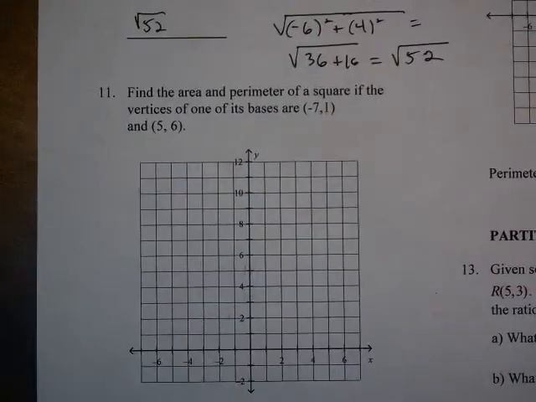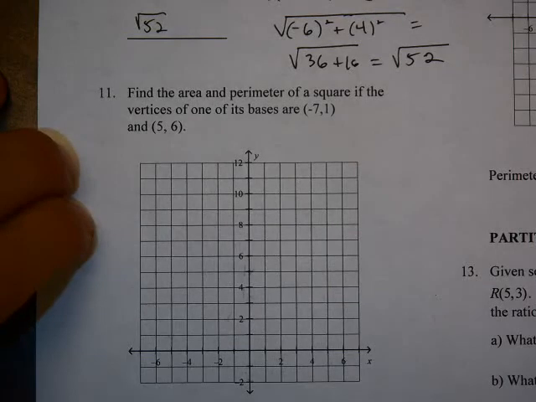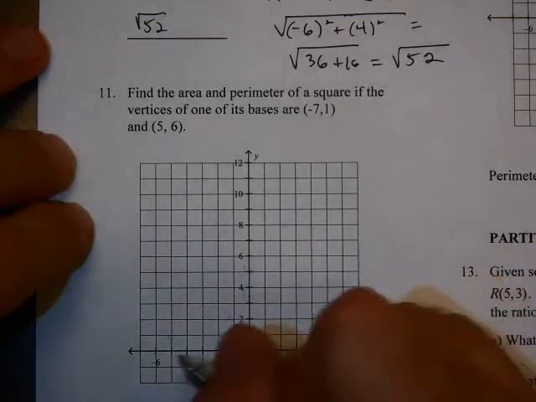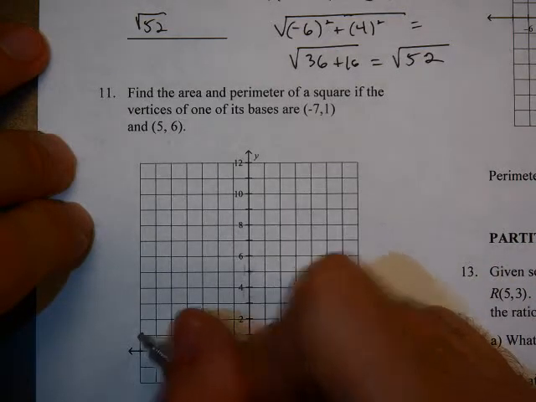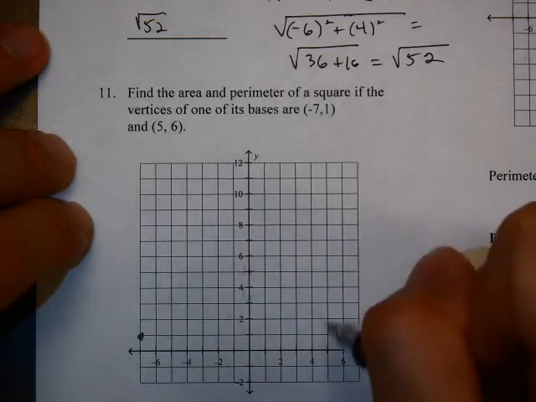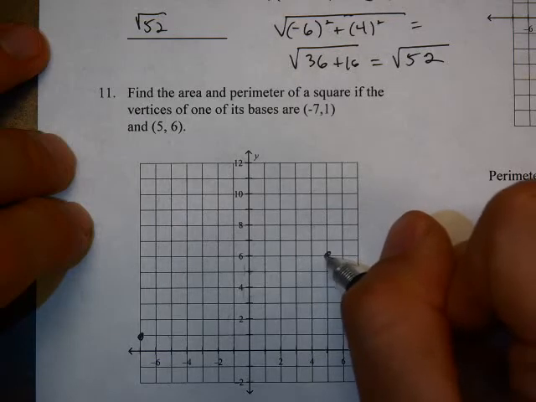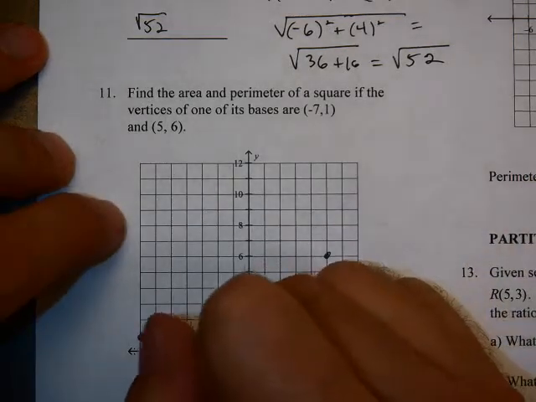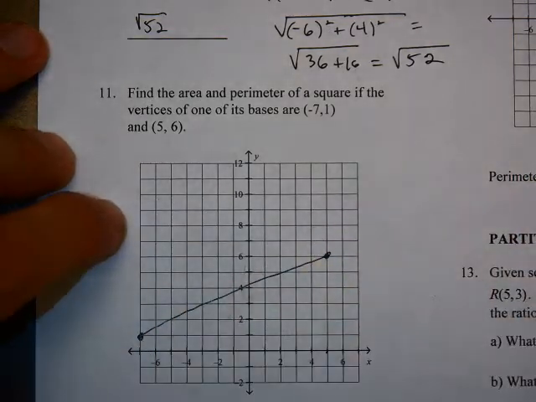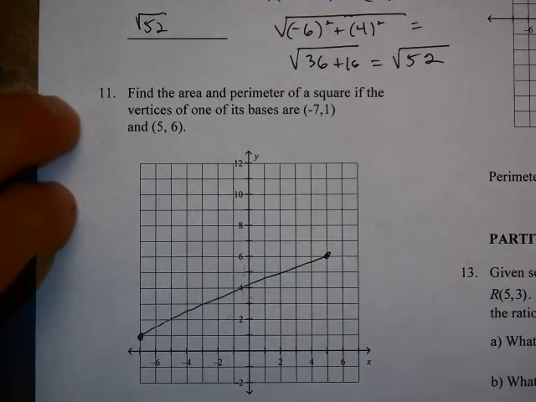Number 11 is where it gets pretty interesting. It says, find the area and perimeter of a square if the vertices of one of its bases are (-7, 1) and (5, 6). (-7, 1) is right there. (5, 6) is right here. Connect those two.